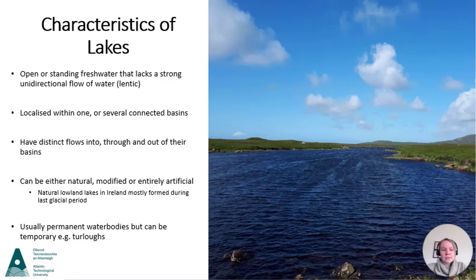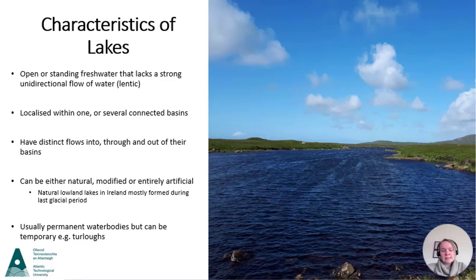So the water is usually localized within one basin, but they can occur across several basins which are connected to each other by straits. So lakes have distinct flows into, through, and out of their basin, and they're usually surrounded by dry terrestrial land. They're usually naturally occurring, but they can be modified, so for example damming to create a reservoir, or they can also be entirely artificial, so for example ornamental lakes or flooded quarries or gravel pits.